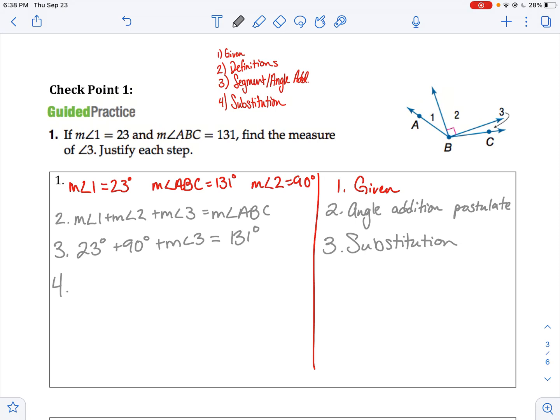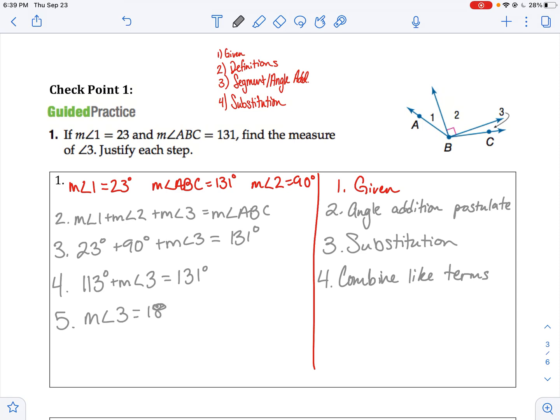Now 4, I would like you to show the step of 113 plus the measure of angle 3 equals 131 degrees by combining like terms or simplify. You could also put simplify there. And then of course we have the measure of angle 3 equals 18 degrees by subtraction property of equality.